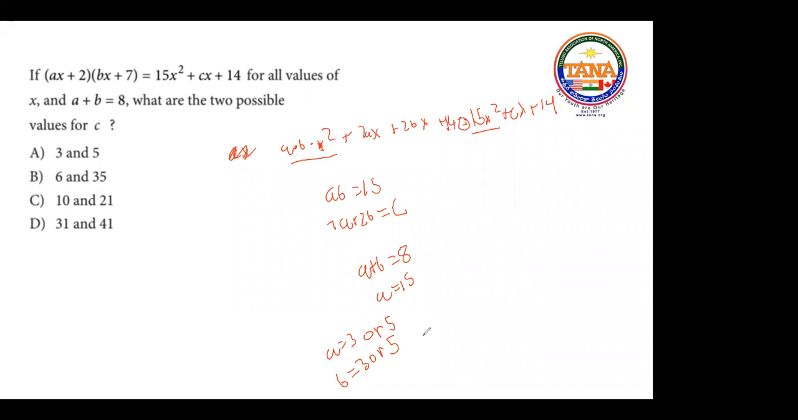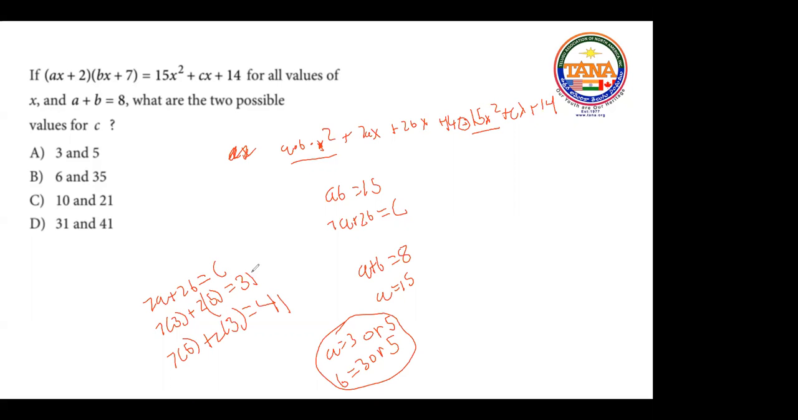And then we plug these two possible values into 7a plus 2b equals c, and you solve for c. So 7 times 3 plus 2 times 5 equals 31, or 7 times 5 plus 2 times 3 equals 41. This is quite literally an SAT question that was taken from the SAT. And the two answers here, 31 and 41, are the answers because we're searching for c. Any questions?